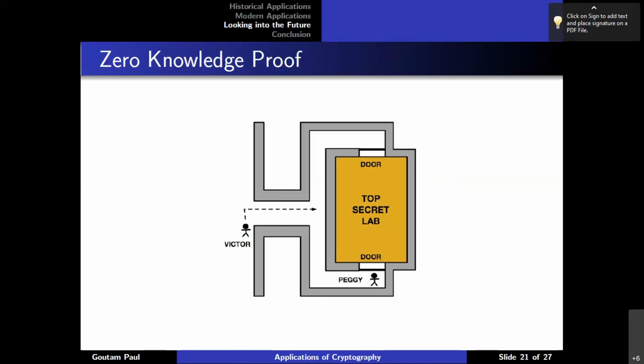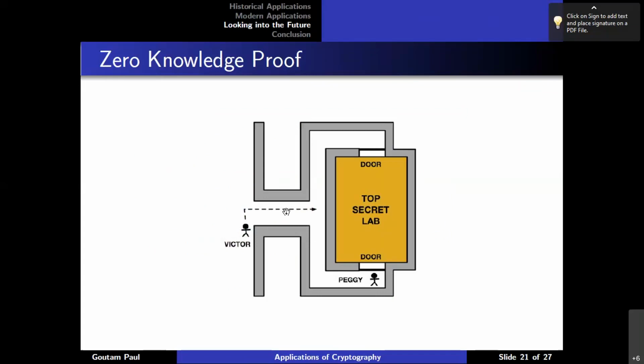So you can see that Peggy is the guy who claims that he has the key to the secret lab. This is the top secret lab shown here, and the doors are locked, and Peggy claims that he has a key. So what Victor does is that Victor asks Peggy to travel through the right and come out of the left. Okay, so Peggy comes here and goes down, and then is supposed to enter the lab through this door and come out of the lab through the top door.